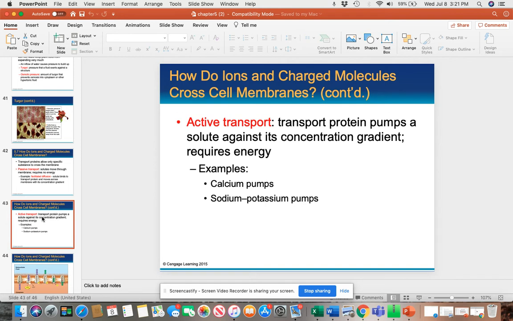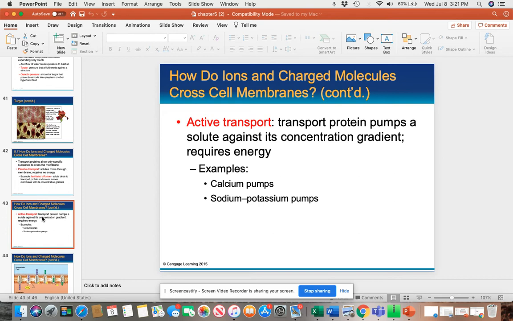The opposite of passive transport is active transport. Passive transport moves substances from high concentration to low concentration, down a concentration gradient. Active transport actually takes substances from a low concentration and transports them through the membrane to a high concentration. So it's against the concentration gradient, hence energy is required.